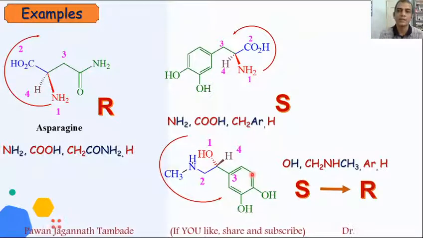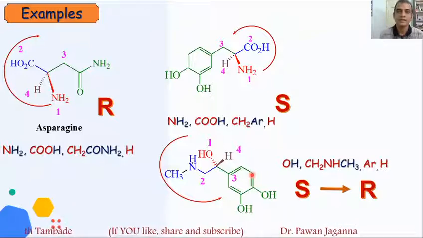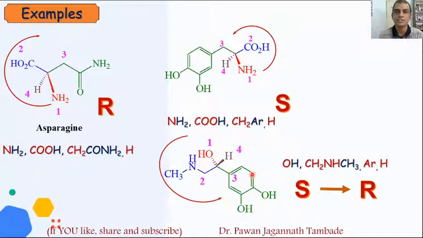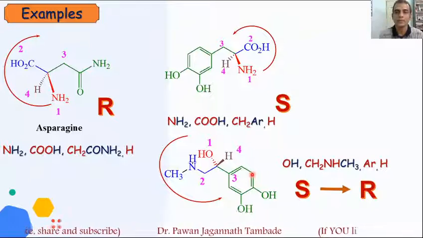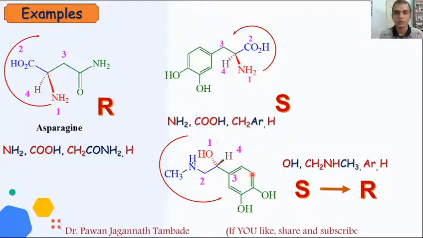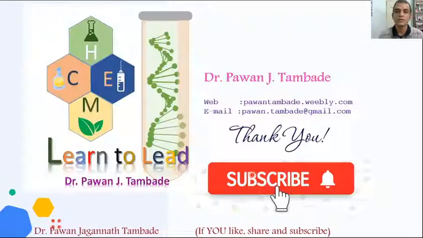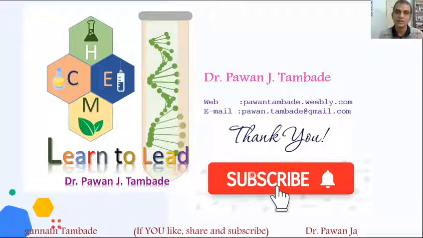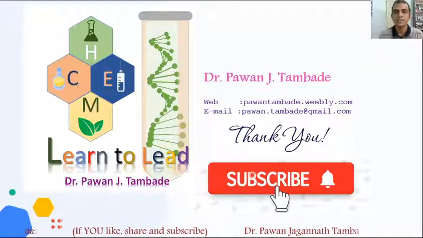This is how we can determine R and S configuration in different types of molecules. Dear friends, it doesn't matter whether the molecule is simple or complex. If you know all the rules, and if you are able to assign priority to atoms or groups properly, then you can find out R and S configuration of any molecule. I hope in these 3 videos you understand what is RS system of nomenclature and you will be able to solve problems based on RS system of nomenclature.